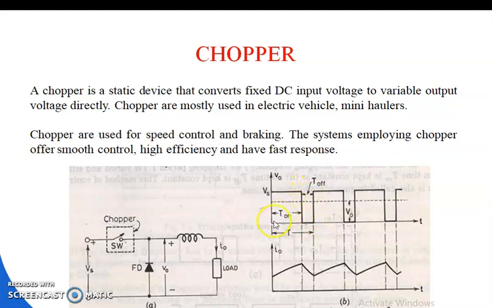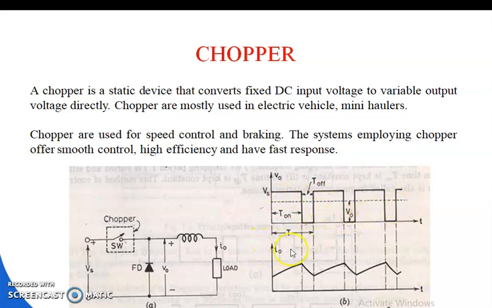T on period means the period during which the chopper CH is in the on condition. You can see the voltage across the load in this way. And during the chopper off period, you can see this is the waveform of load voltage V0 during the off period. Again this cycle is repeated. This is the time period for the on period and the time period for the off period. In this way the load voltage V0 waveform alternates one after another.